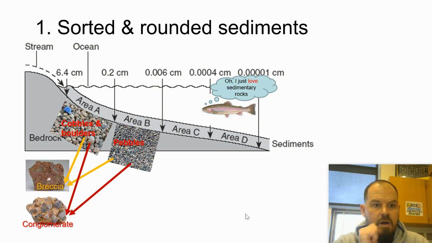And then this is where they're showing up in the picture. So sorted and round sediments are going to be in areas A and B. That consists of cobbles and boulders and pebbles. Notice the pebbles are smaller, so they're going to go farther. You can see their sizes here.